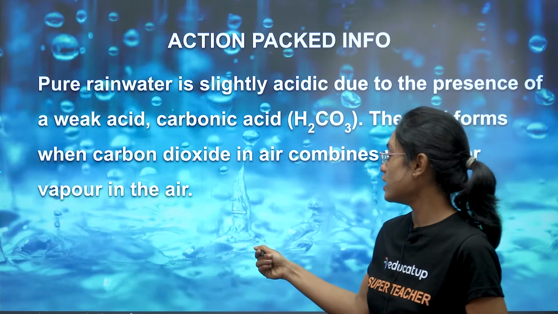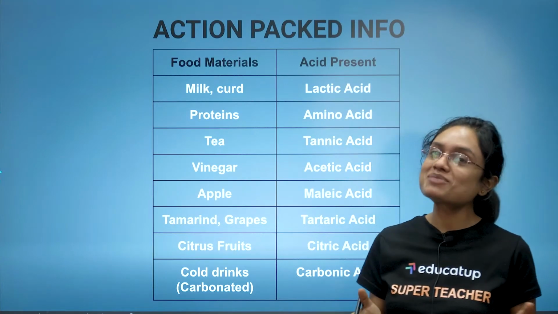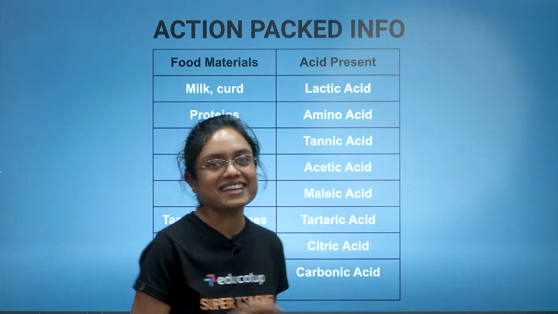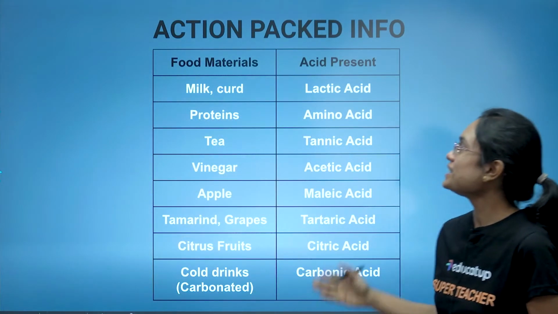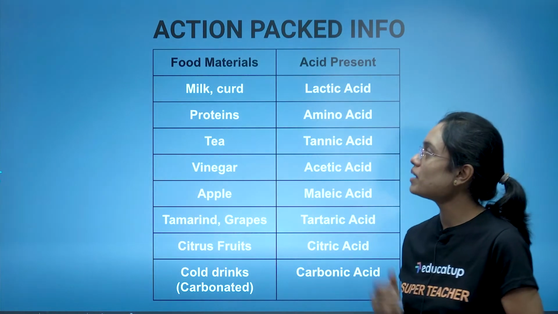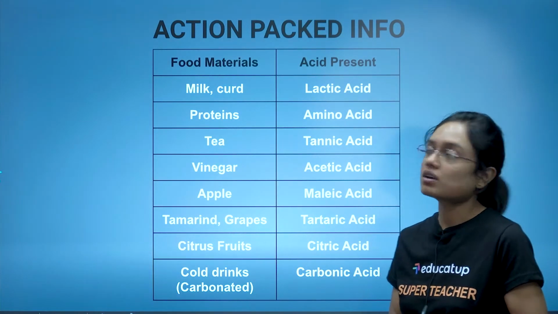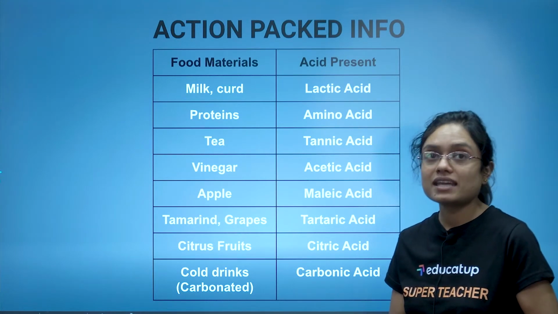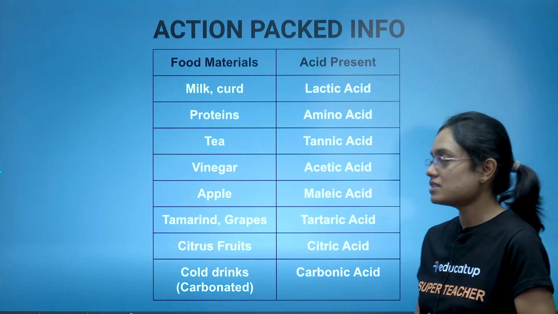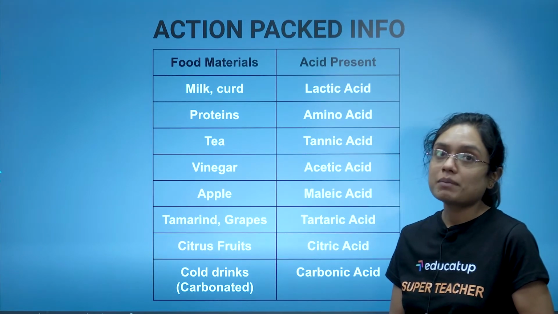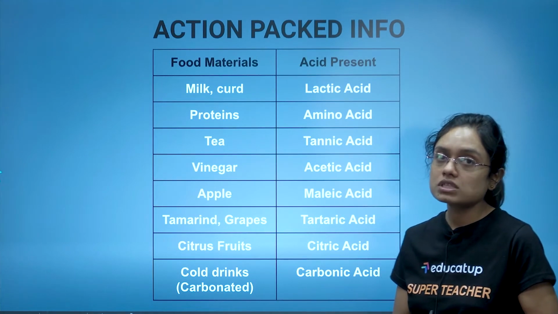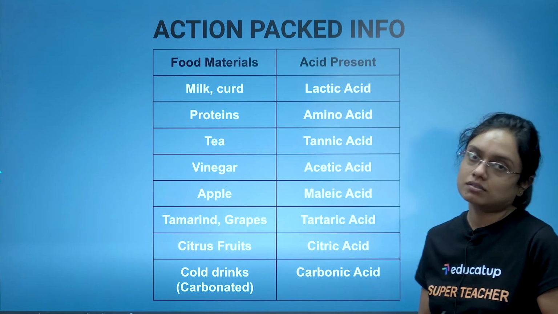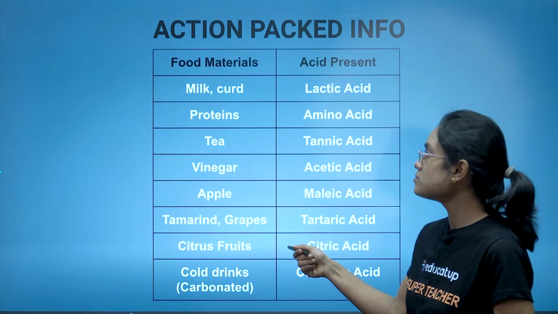Alright. Now let's move ahead. Again some action packed info, guys. For you it's a kind of a bingo, isn't it? One by one getting to know a lot of different things. So let's see what it is. Different food materials and the acids present in them. So if we talk about milk and curd, it has lactic acid. If we talk about proteins, it has amino acid. If we talk about tea, chai patti, even it has tannic acid. If we talk about vinegar, it has acetic acid, apple, malic acid, tamarind or grapes, tartaric acid. Then your citrus fruits, citric acid, and cold drinks or carbonated drinks, carbonic acid. So a lot of acids are present in different food items.